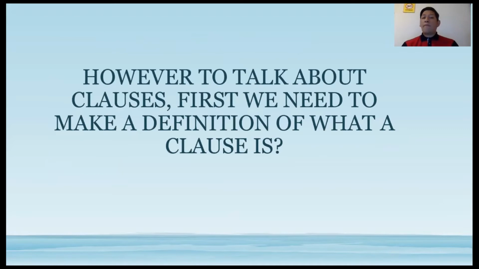Now, let's check. However, to talk about clauses, first we need to make a definition of what a clause is. What do you think is a clause?